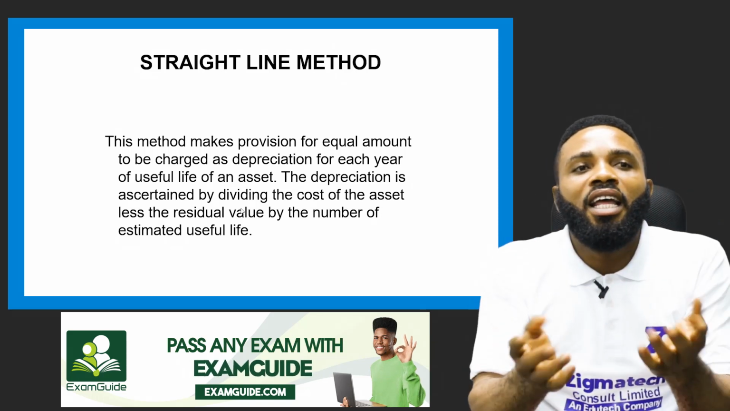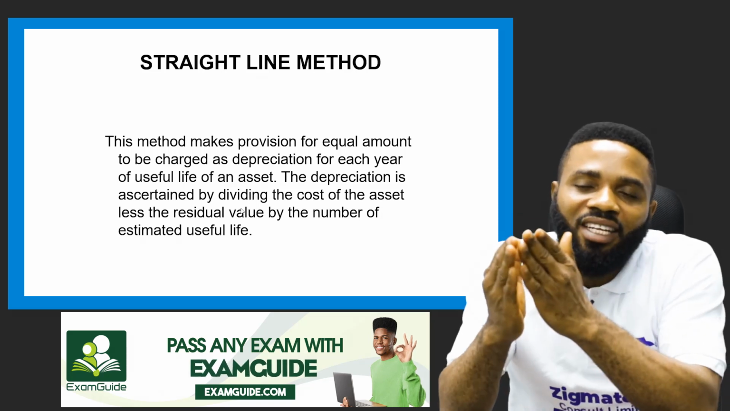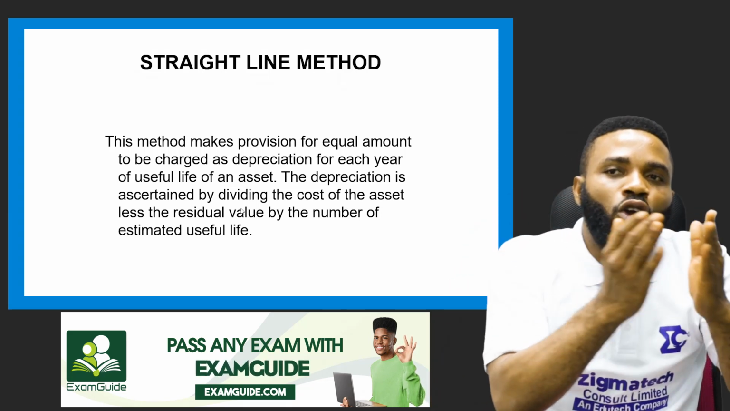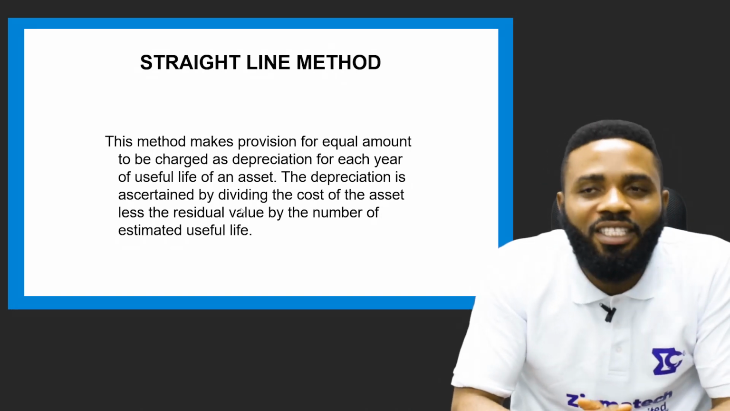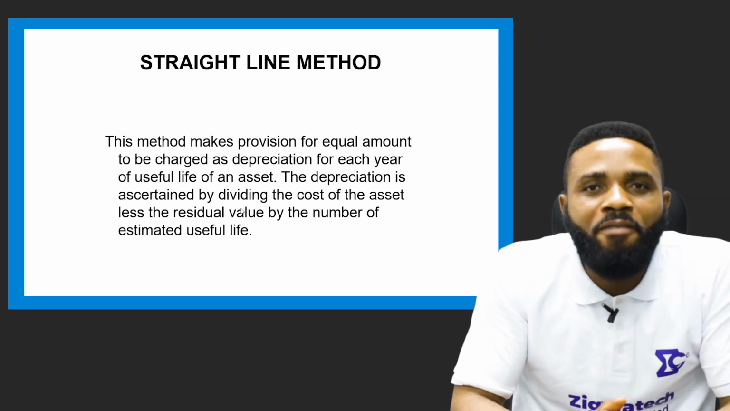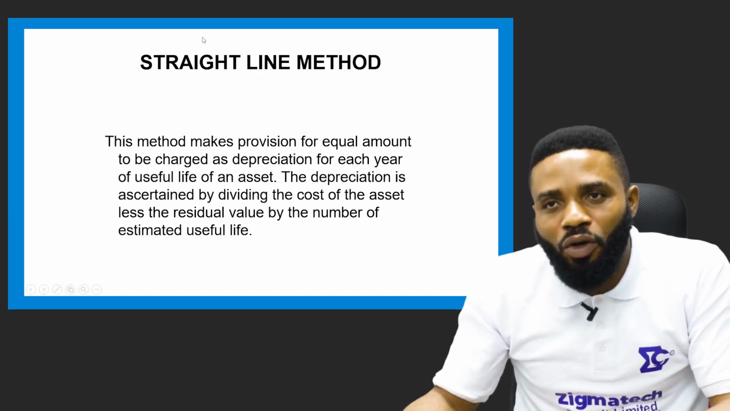And then we said that to get that value, what you simply need to do is subtract the residual value from the cost and divide it by the number of years. Don't worry, as we make progress, all of this will be very easy to understand. Let's look at the second method.